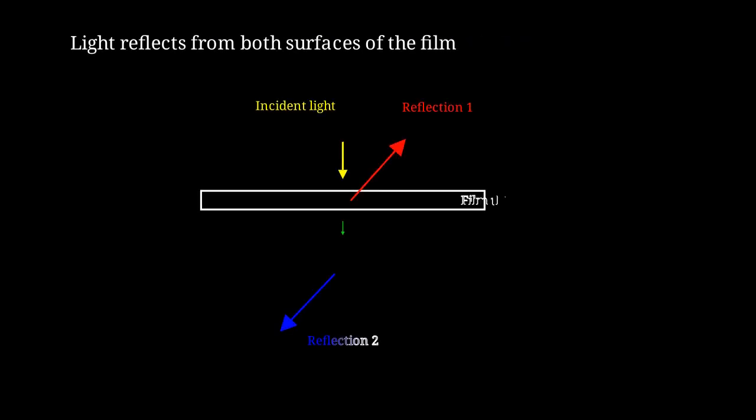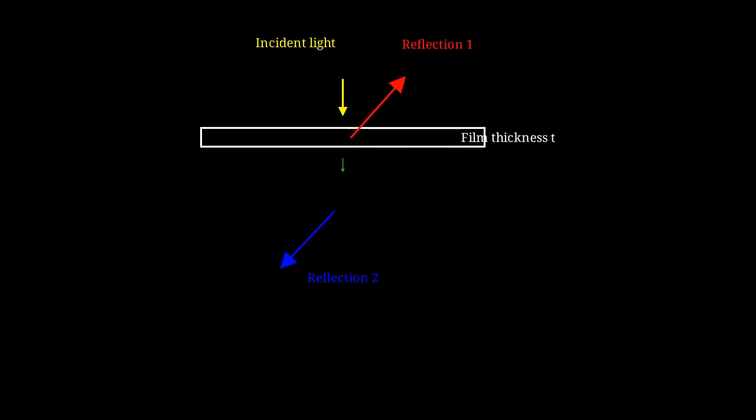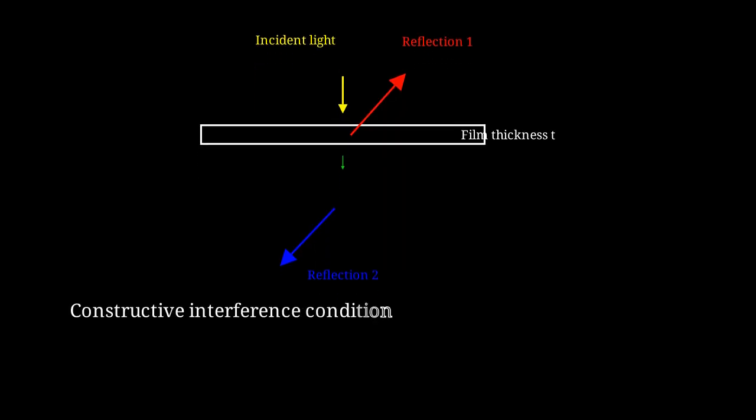Light ray 1 reflects from the top surface. Ray 2 travels through the film, reflects from the bottom, and exits. The path difference determines whether they interfere constructively or destructively. For constructive interference, the condition is that the path difference equals an integer multiple of the wavelength.